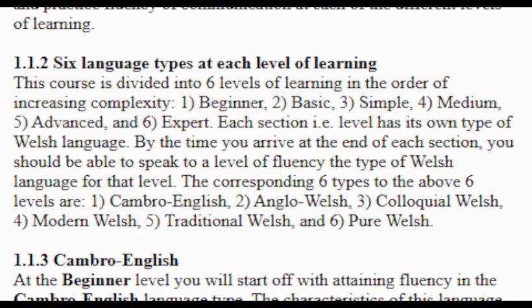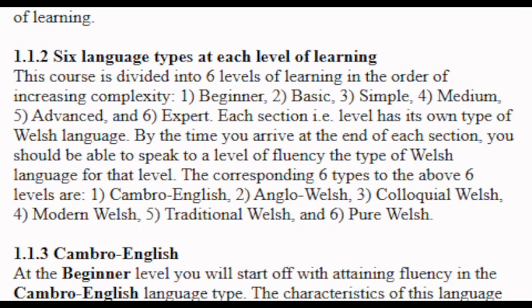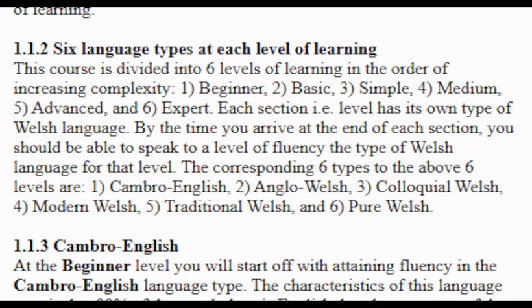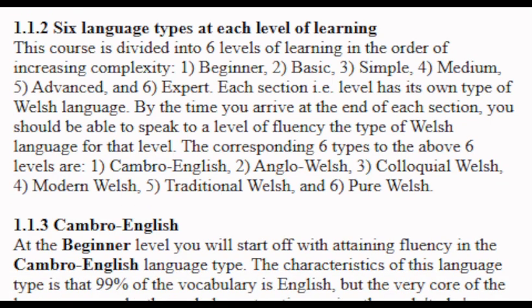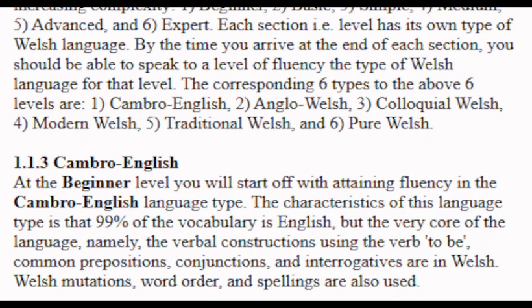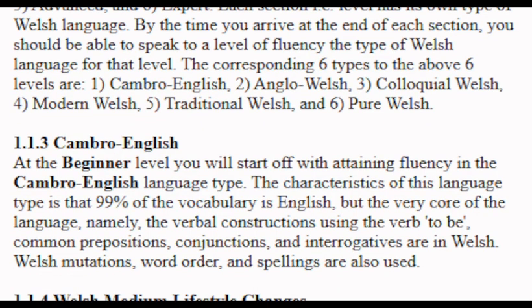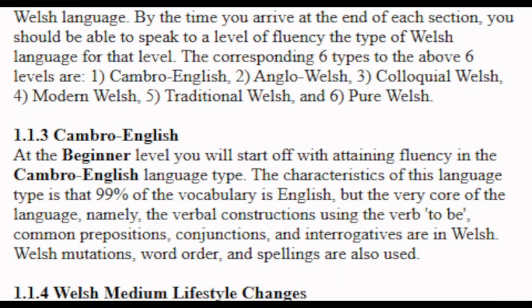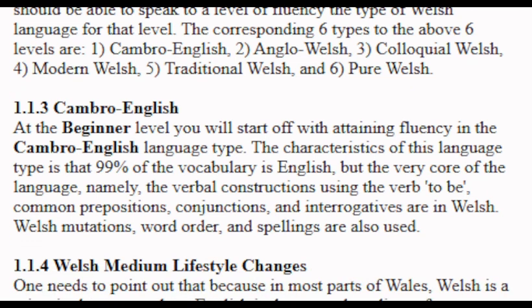Cambro English. At the beginner level, you will start off with attaining fluency in the Cambro English language type. The characteristics of this language type is that 99% of the vocabulary is English. At the very core of the language, namely the verbal constructions using the verb to be, common prepositions, conjunctions, and interrogatives are in Welsh. Welsh notations, word order, and spellings are also used.